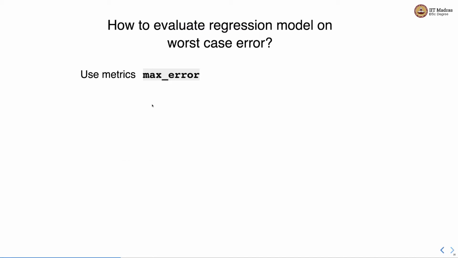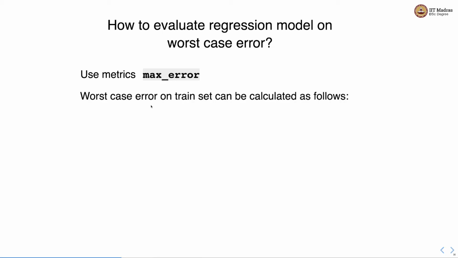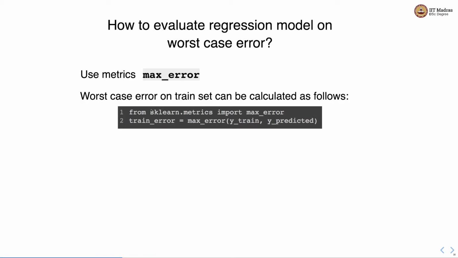So let's see how to evaluate a regression model on worst case error. We can use the metric max_error, which gets us the worst case error. Let's first calculate worst case error on the training set. So we import max_error from sklearn.metrics, and we supply the actual values and the predicted values. In this case, we supply the training labels and the predicted training labels, and we calculate the worst case training error.